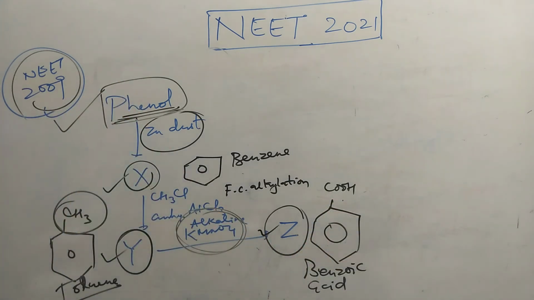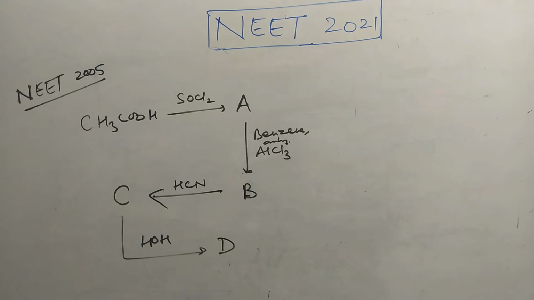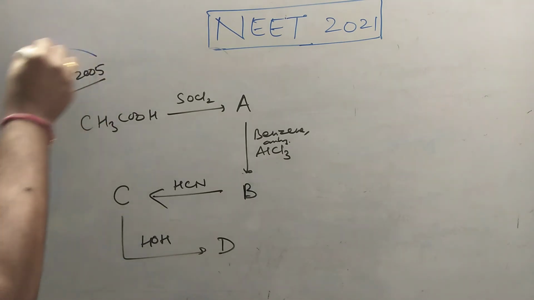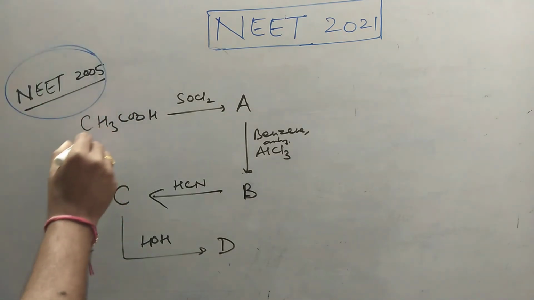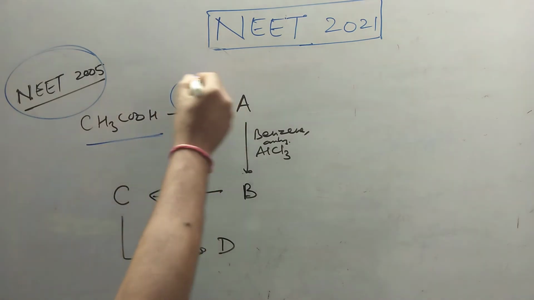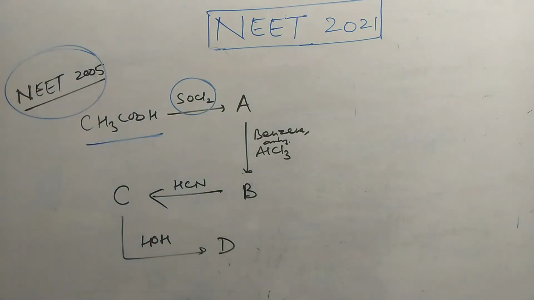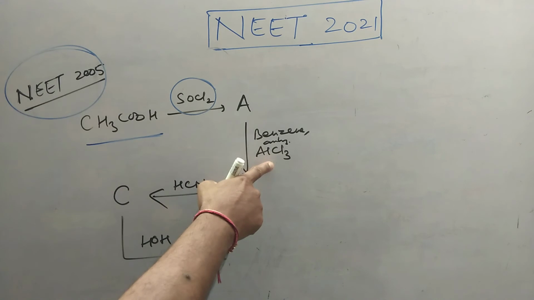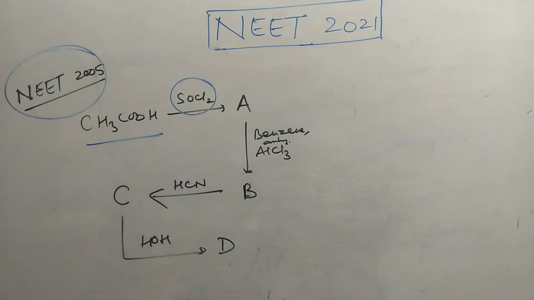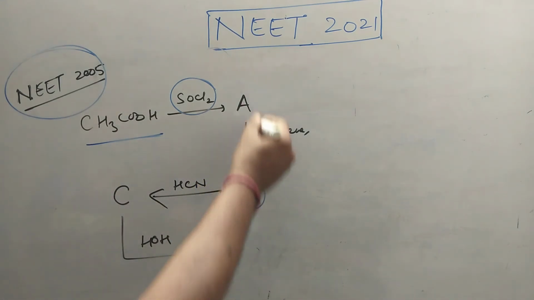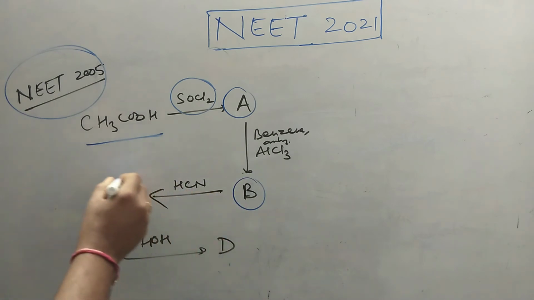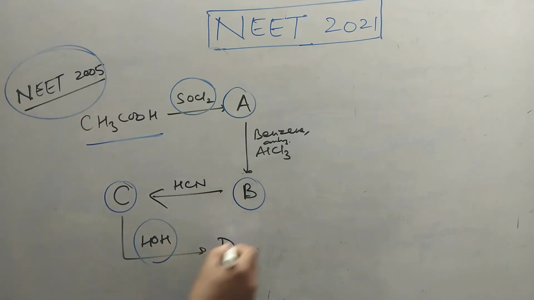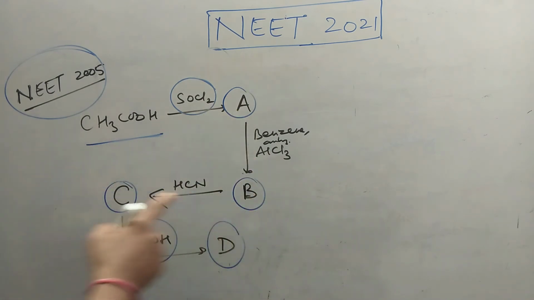So this was asked in it. It is a good question, student. I hope you understood. So this was asked in NEET 2009. Now let's see the next question, which was asked in NEET 2005. Acetic acid is treated with thionyl chloride, SOCl2, to form A. A is treated with benzene in presence of anhydrous AlCl3 to form B. B reacts with HCN to form C. C undergoes hydrolysis to form D. Identify A, B, C, D.